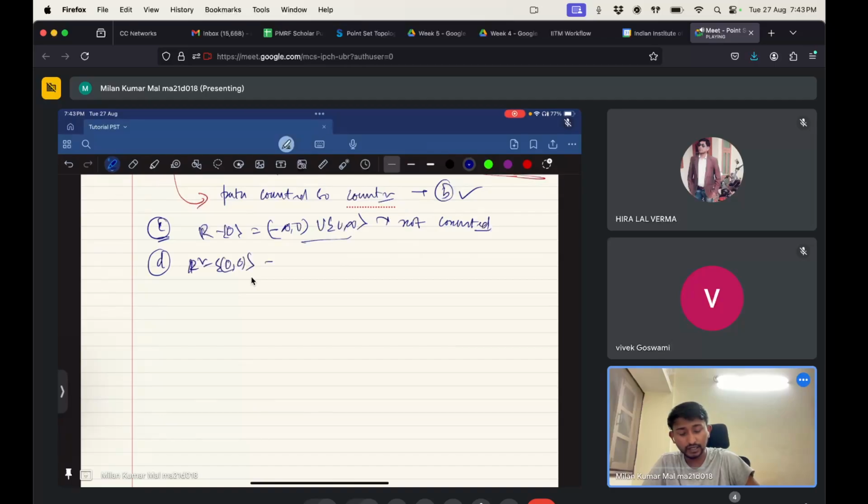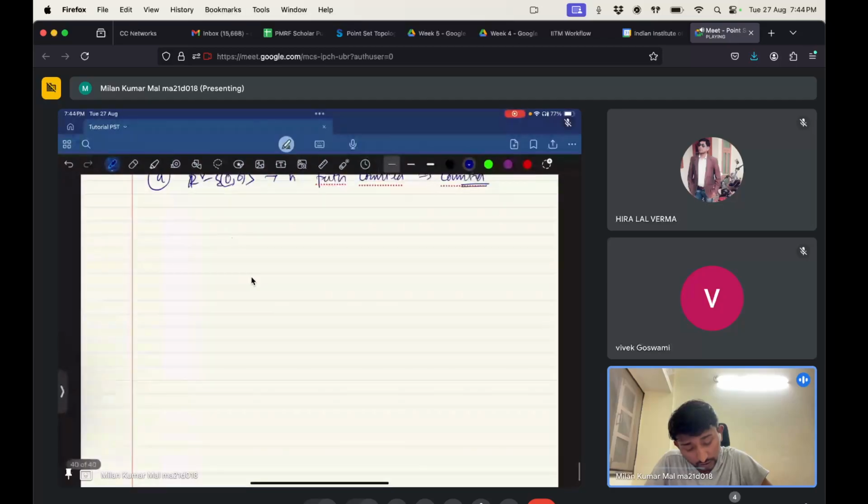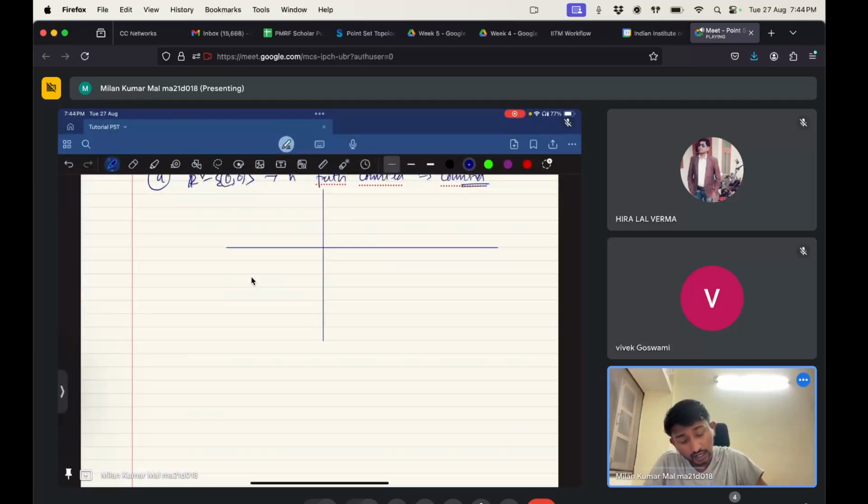And D is R square minus the point 0, and this is path connected, so connected. Why is this path connected? Because you can look at the graph actually. Suppose this is the x-axis and this is the y-axis. Now just remove the point from here. This is the full plane.